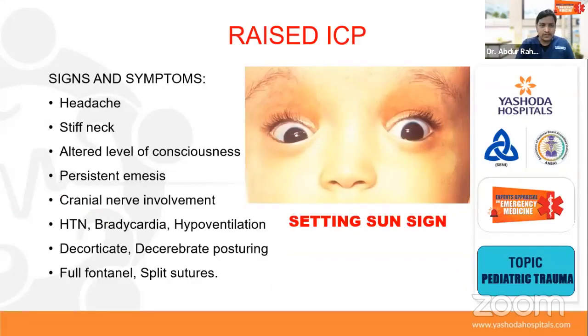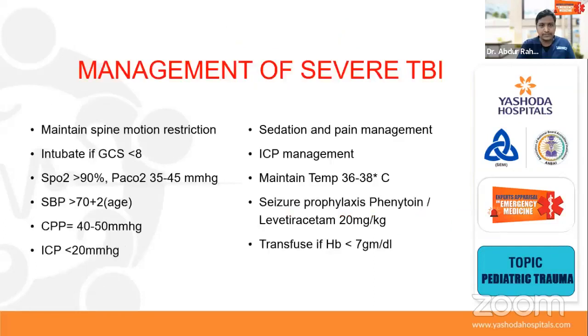And you have to look for signs and symptoms of raised intracranial pressure. Various signs and symptoms include headache, neck stiffness, altered level of consciousness, persistent emesis, and cranial nerve involvement, and hypertension, bradycardia, and hypoventilation. This is the Cushing triad. And also look for any decorticate and decerebrate posturing, and look for full fontanelle and split sutures. And in this image, this is a setting sun sign. This indicates raised intracranial pressure. This sign is helpful, especially in the pediatric population.